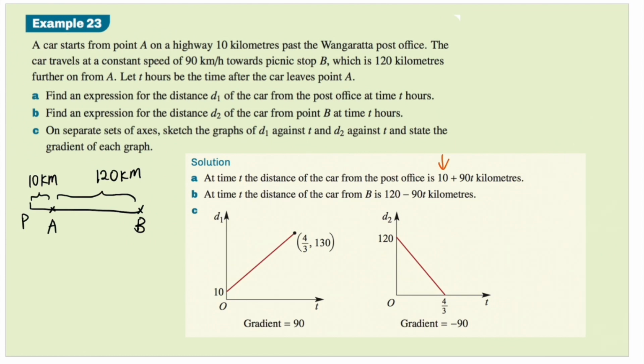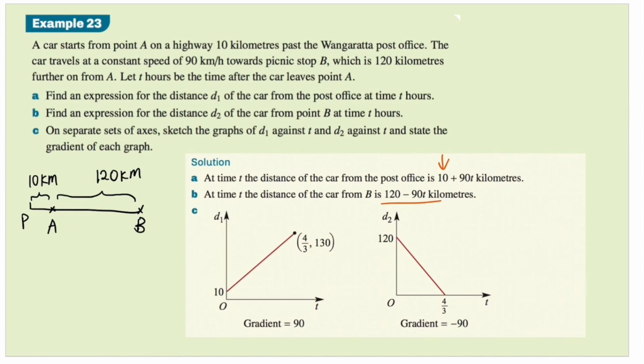We know the distance between A and B is 120 kilometers. Subtract the distance the car already traveled from point A, and we have the distance from point B. So d2 is equal to 120, which is the total distance between the 2 points A and B, minus 90 times t. This should represent the distance of the car from point B at time t hours.